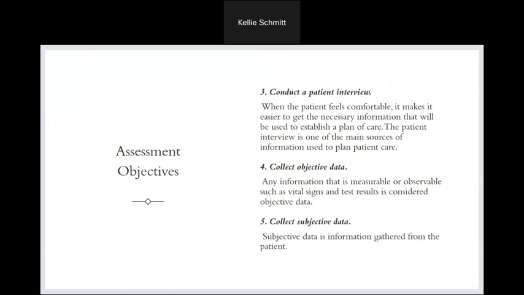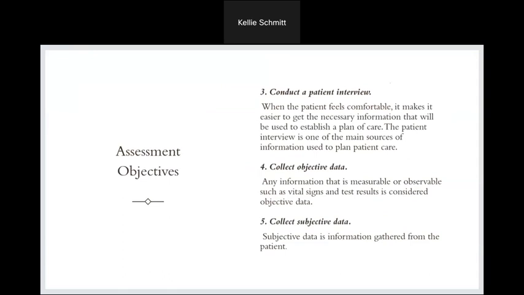We need to collect objective data, which is observable, like a vital sign or lab tests. Objective data can be your blood pressure or your temperature, your cholesterol level, and your height and your weight.